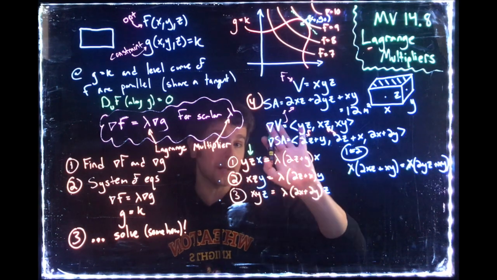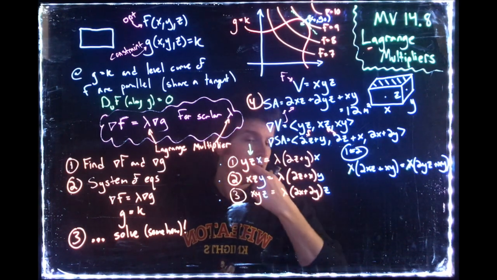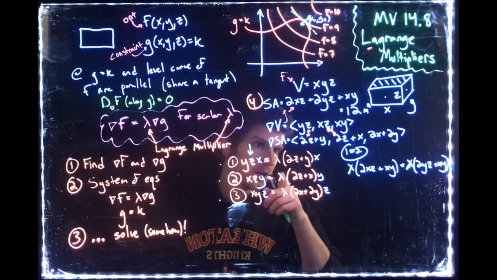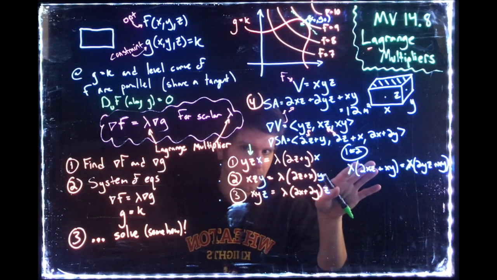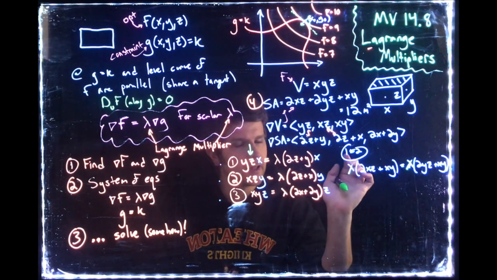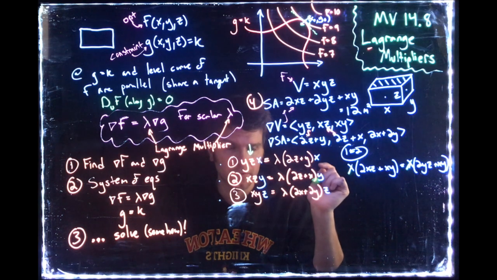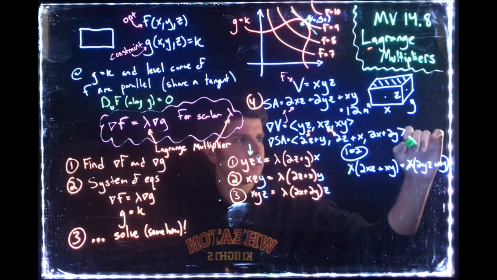And it's worth stopping here for a moment and putting on our thinking caps and saying, is it okay to divide both sides by lambda? If we want to divide both sides by lambda, we got to stop and ask ourselves first, what happens if lambda is equal to 0?